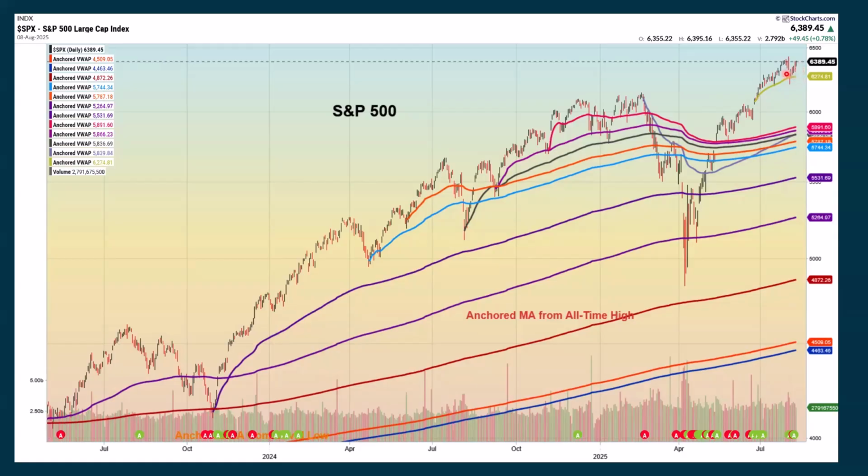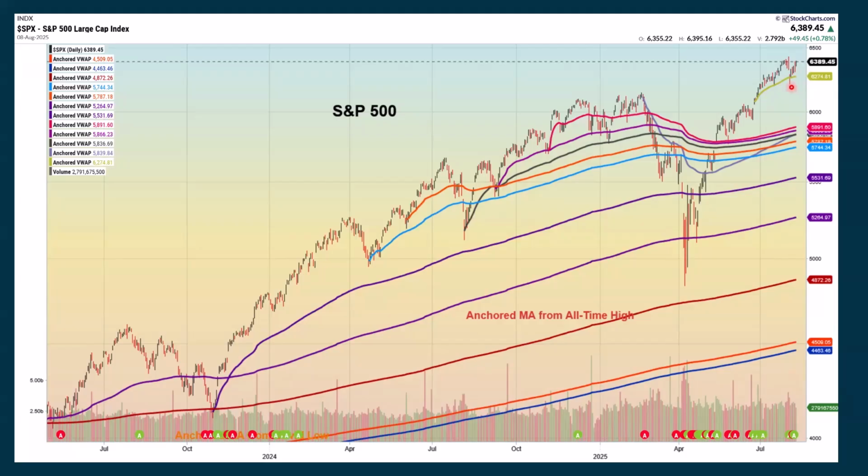Now, I'm not a big pattern person, okay, but you can clearly see here that we haven't been able to exceed this previous high. And if we do see some more weakness, it could actually turn into significant weakness here. But the first area that we'll be watching will be this particular anchored moving average.